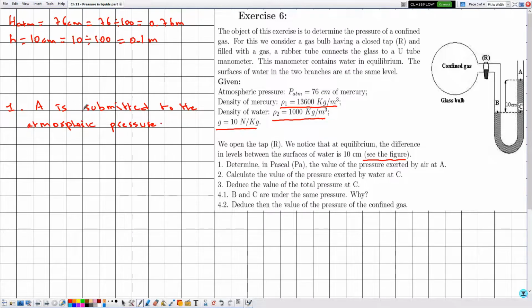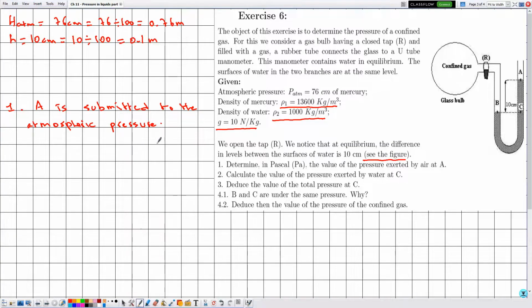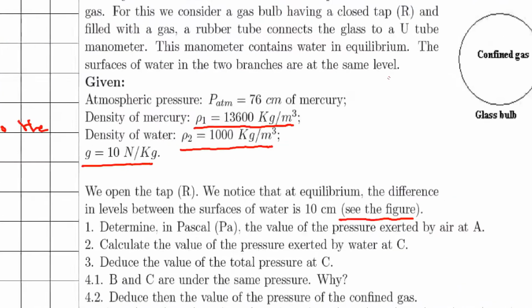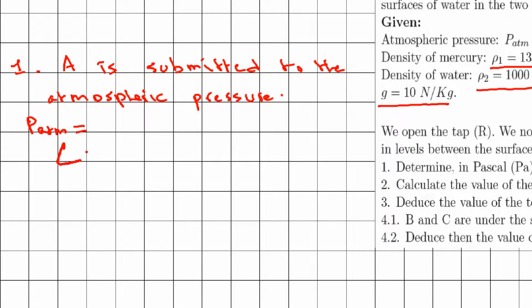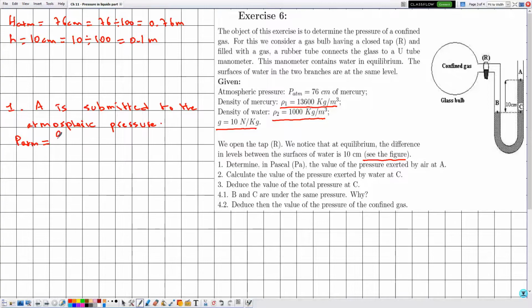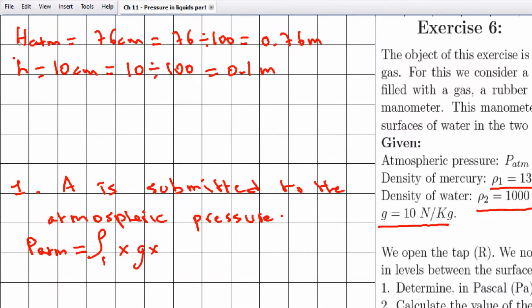In this case, this statement is not important because here they are already telling me the value of the pressure exerted by air, and by air means the atmospheric pressure. Here they are telling me that the atmospheric pressure is equal to 76 centimeters of mercury. So it's the pressure due to a liquid, which is given by the density of this liquid times g times h. Which liquid? Mercury, of density ρ1, multiplied by g, multiplied by height. But which height? Since we are calculating the atmospheric pressure, it is the atmospheric height.